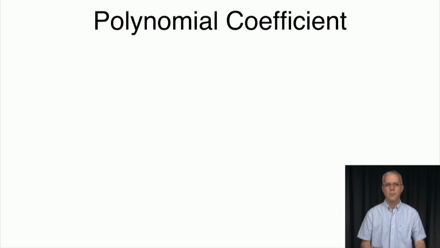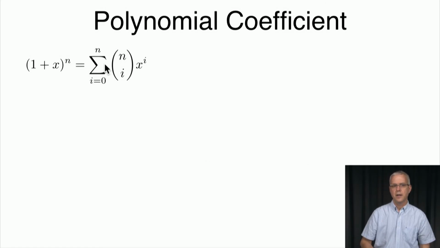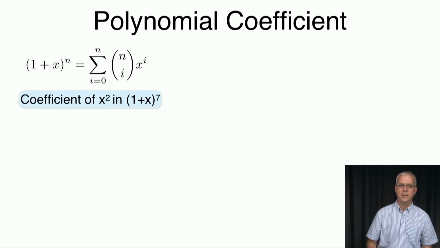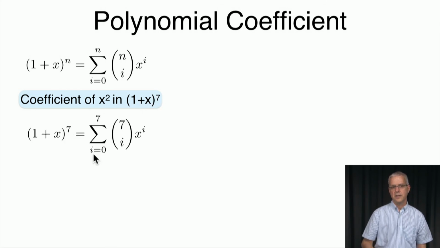Okay. Another application of this theorem is to find coefficients of polynomials. So suppose we take (1 plus x) to the n, then by the binomial theorem, it's going to be equal to summation i going from 0 to n of n choose i times x to the i, and then 1 to the n minus i, which is 1, so we don't write it. So it's summation of n choose i, x to the i. And now we could ask, what is, for example, the coefficient of x squared in (1 plus x) to the 7? Okay, so (1 plus x) to the 7 is summation of i going from 0 to 7 of 7 choose i, x to the i. That's what we said here.